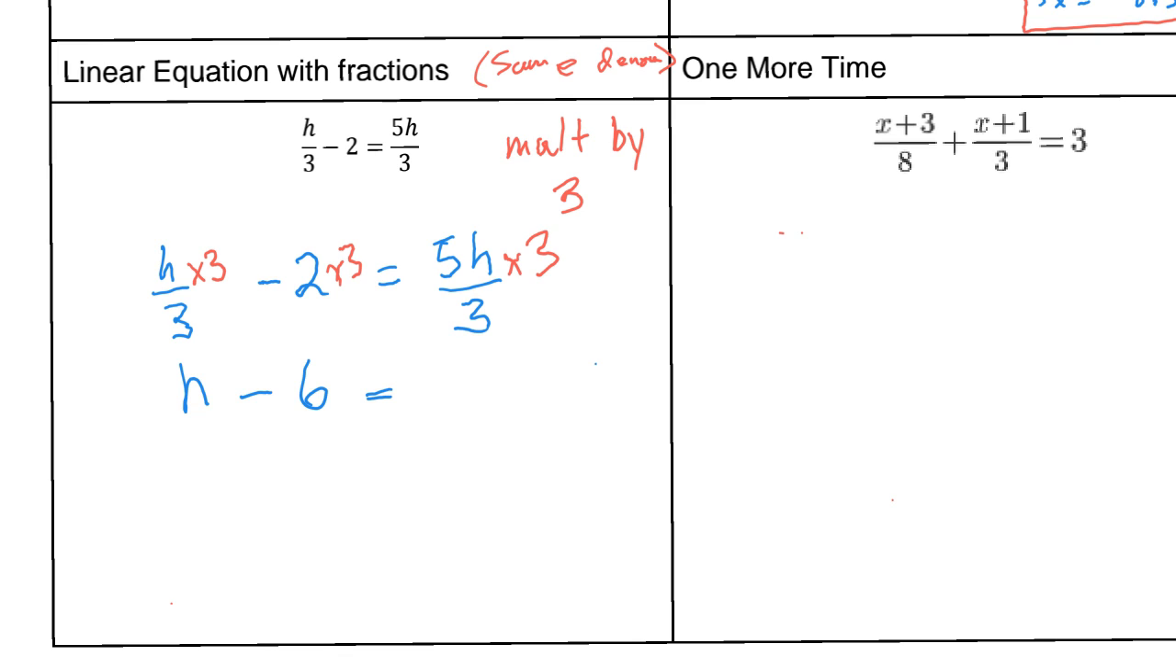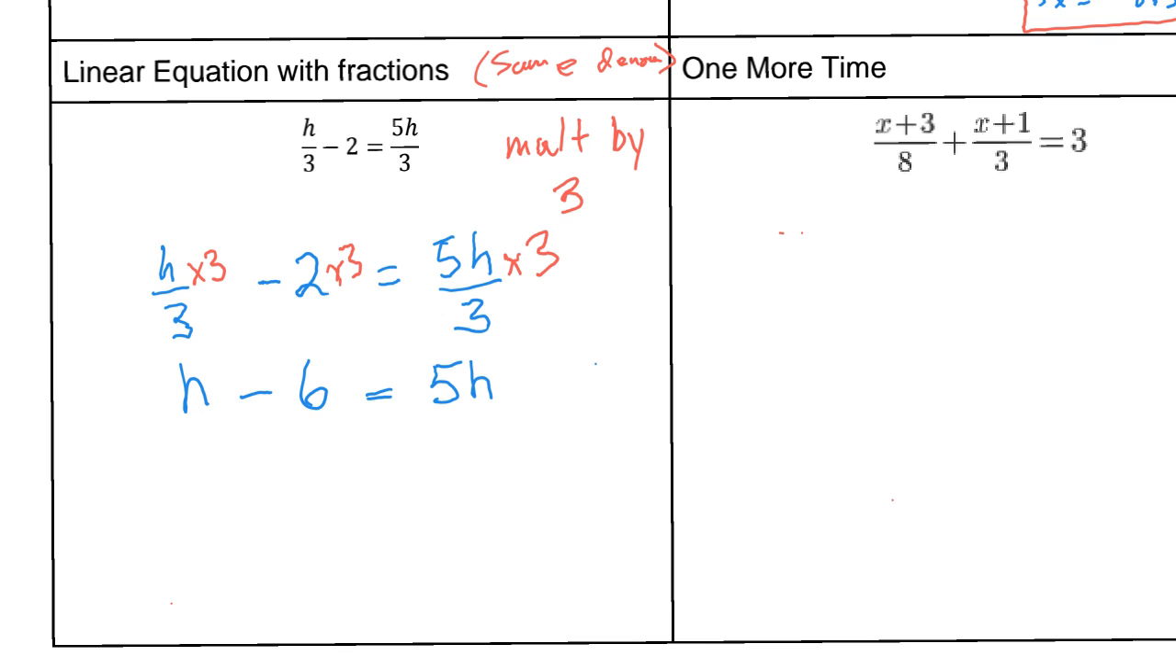And then you've got 5h divided by 3. Now the 3 on the bottom just disappears and you're left with 5h. So basically, any of the 3's that were there disappeared, and all you're left with is the tops of the fractions. But everything else is just multiplied normally by 3. That's why we got negative 2 times 3 giving us negative 6.